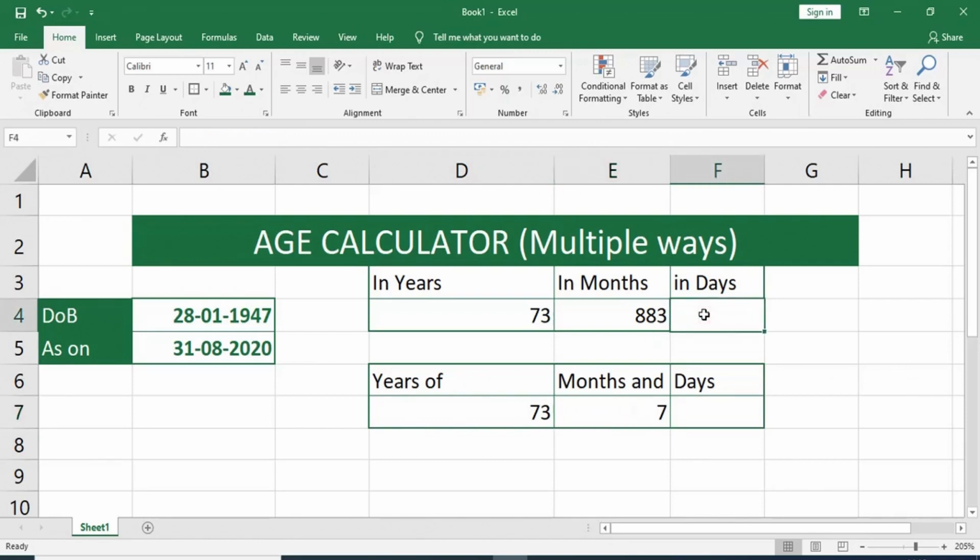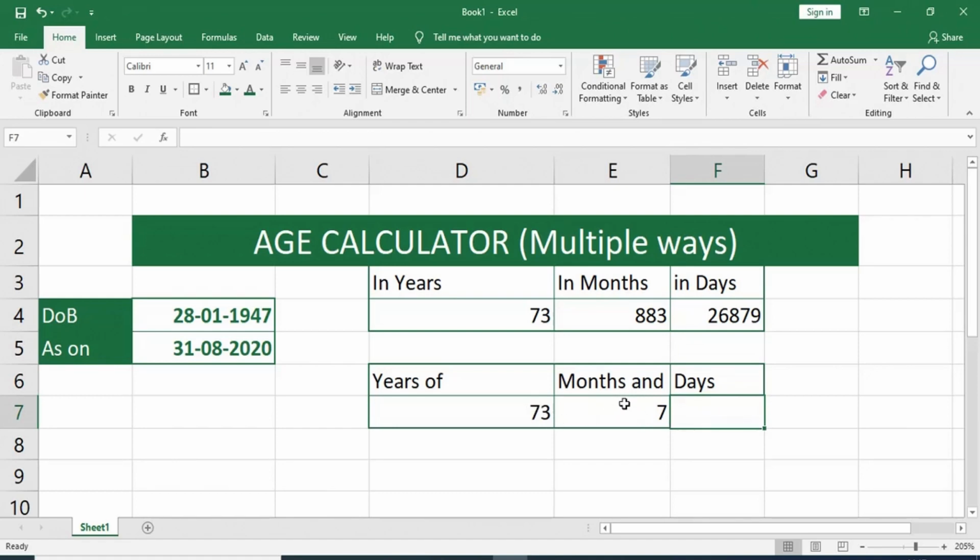Next, here I would like to calculate the total number of days he lived, then the formula will be equals to DATEDIF, open bracket, from date of birth to as on, comma, double quotes, open only "d", double quotes close, and then close the bracket, and he lived total 26,879 days.